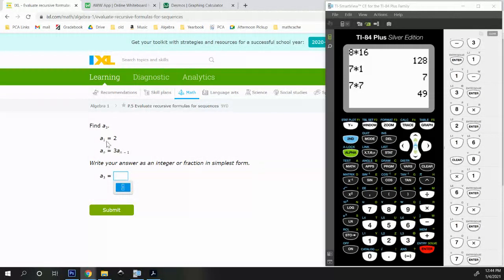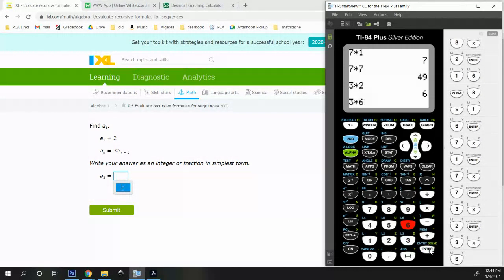I take the one before it, which in this case is going to be a 2, and I do 3 times that. So 3 times 2 is 6. So my second term is 6. I take 3 times 6, and that gives me 18. So my third term is 18. All right, and these just keep going the same way.